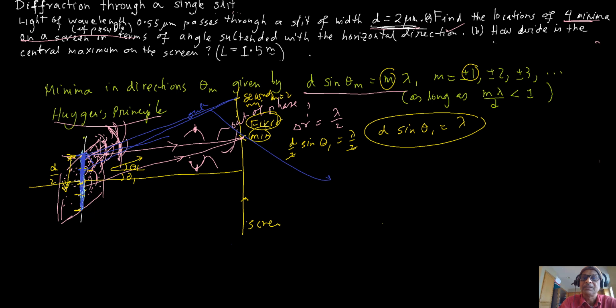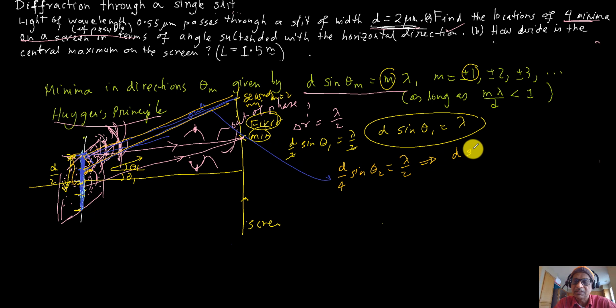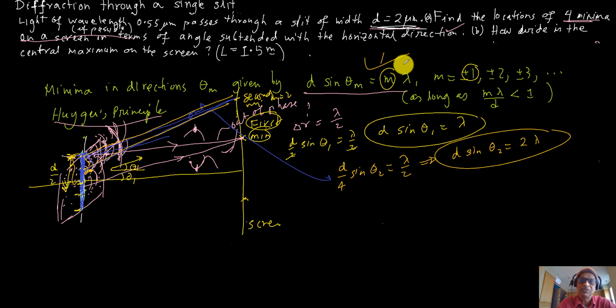And so these two are out of phase, that gives me d over 4 sine theta 2 is lambda over 2. So this difference will be d over 4 sine theta 2. And so you can see this just turns out to be d sine theta 2 equals 2 lambda. And you got this. You can actually play the next one. You'll have to split into 8 pieces and so on and so forth.